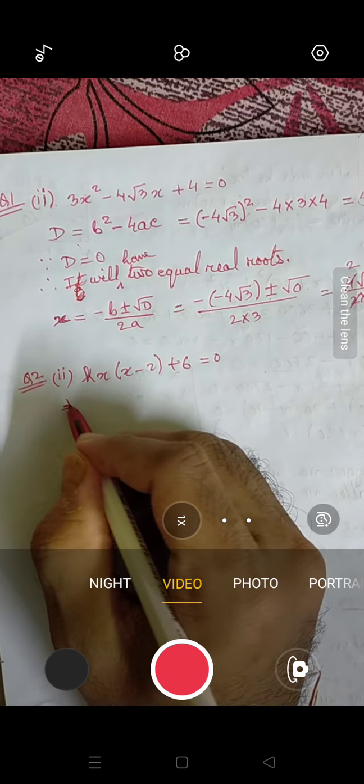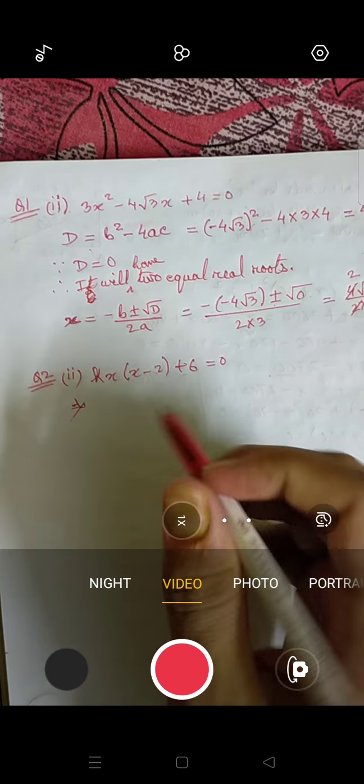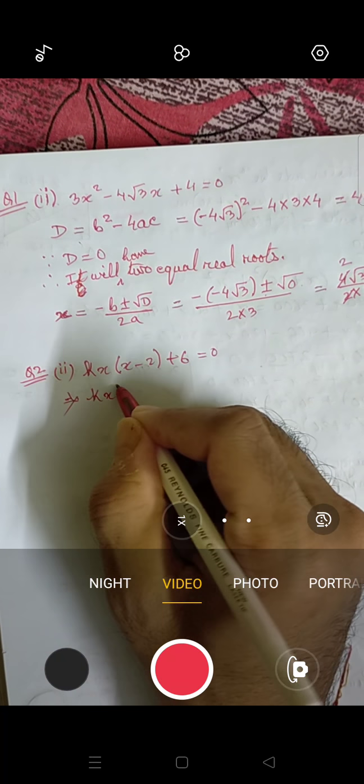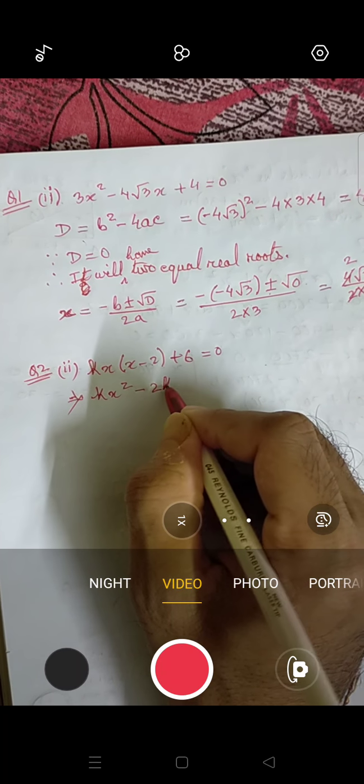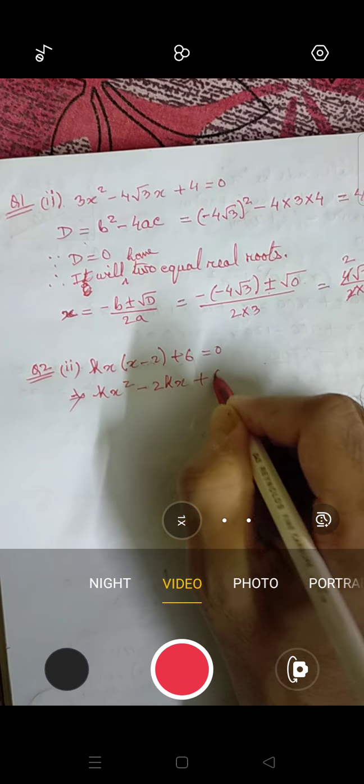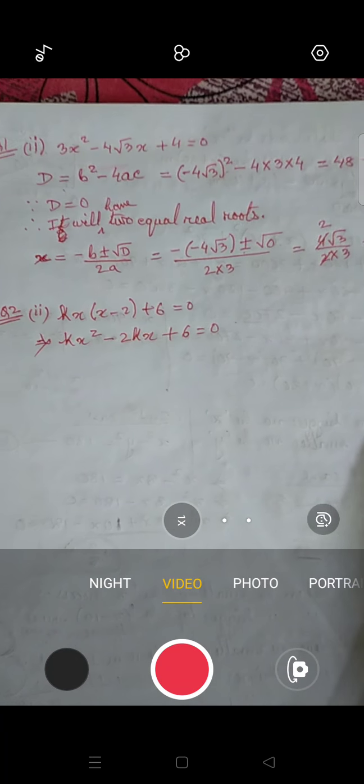So here we have to remove this bracket. We will multiply this one. So we will be having kx square minus 2kx plus 6 equals to 0. Any problem?